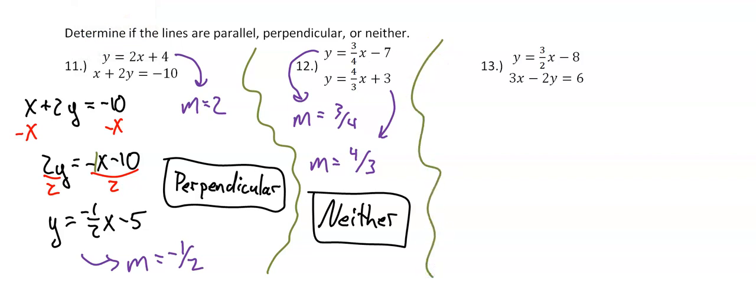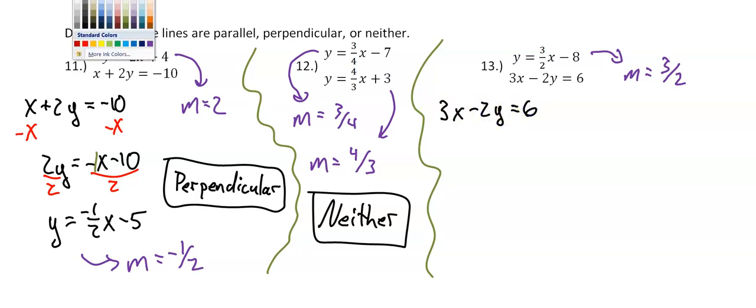And if I look at this last one, again, I have to make sure this is in a format where I can identify the slope. This one gives me the slope of 3 over 2. The next one is not in the right format. This thing is not in a format that gives me slope. It's in standard form, so I have to solve for y. Let's put it in slope-intercept form. So I'm going to subtract the 3x.